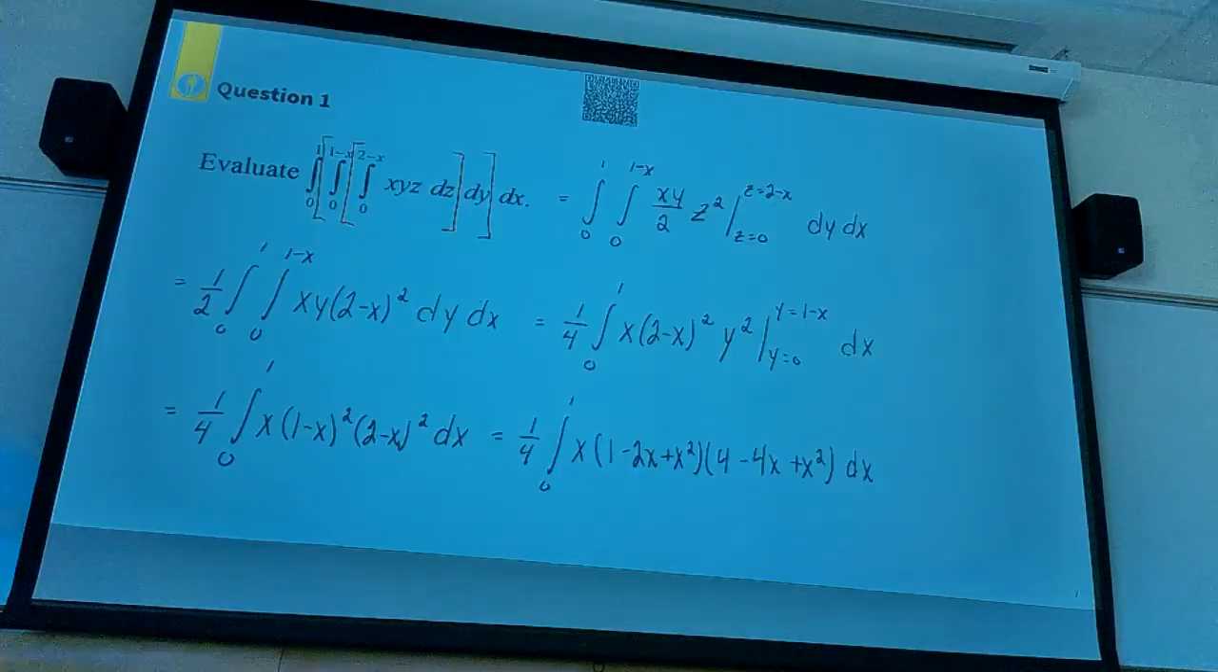1 times 4 is 4 times x. That's the only first power of x we have. We're going to have a minus 4x and a minus 8x. That's minus 12x times x, so minus 12x squared. Then x squared plus 8x squared.